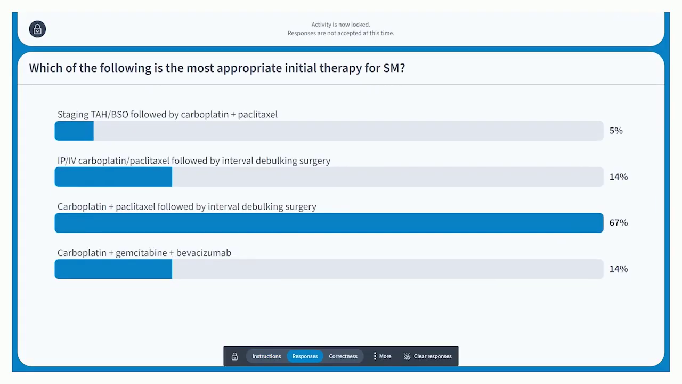All right. Very good. So the key for this patient is the fact that they are unlikely to be optimally cytoreduced. So in this case, we're not going to be opting for surgery up front. We're going to want to give them some chemotherapy to see if we can get them to a place where they can be optimally cytoreduced. The IP and IV regimen is only an option if patients have been optimally cytoreduced. And then again, carboplatin, gemcitabine, and bevacizumab is not one of our preferred regimens, but also there's no surgery involved in that option.